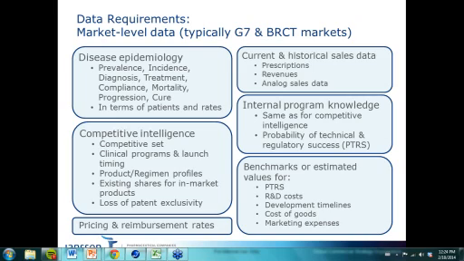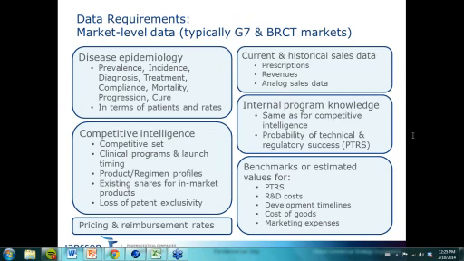Current and historical sales data will help us to understand the prescribing habits and what kind of revenues certain products are making. And it will also help us to understand if we need to do a worldwide gross up for total revenues around the world to understand what those sales are based on analogs.